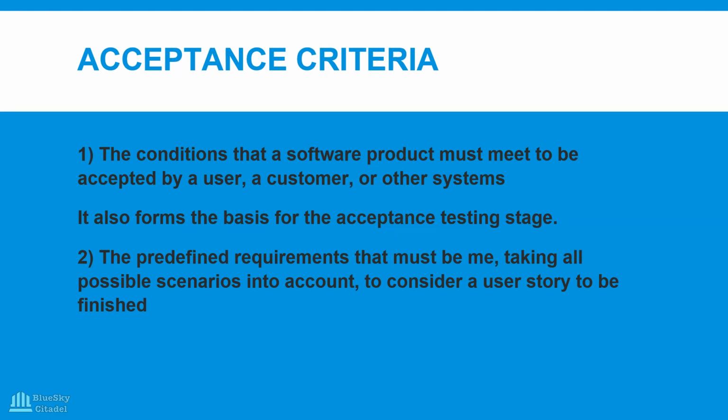What is an acceptance criteria? These are the conditions that a software product must meet in order for the product to be accepted by a user or a customer or other systems. We said or other systems because sometimes you can be creating a system that is going to be working with another system. Remember, there are systems that speak to each other.